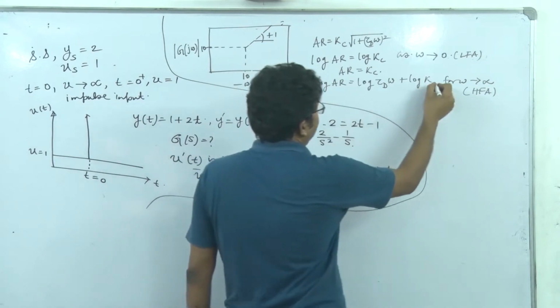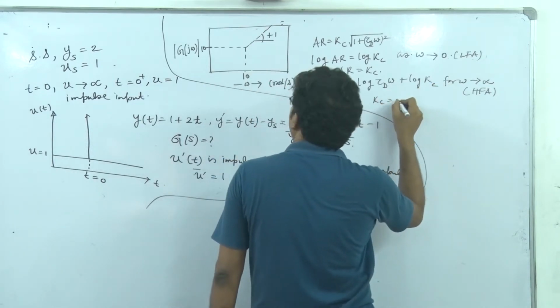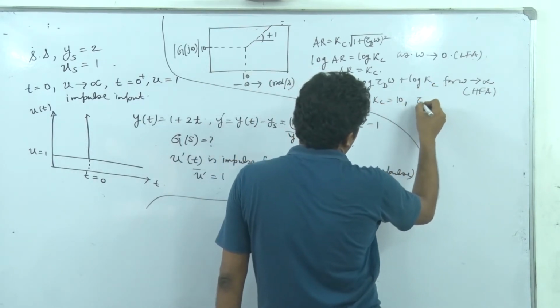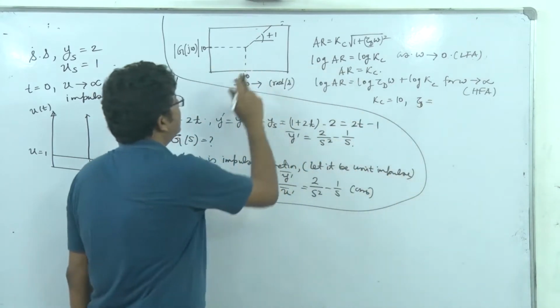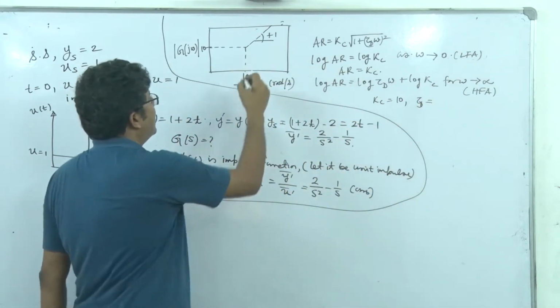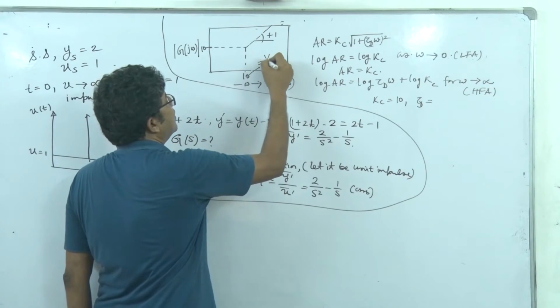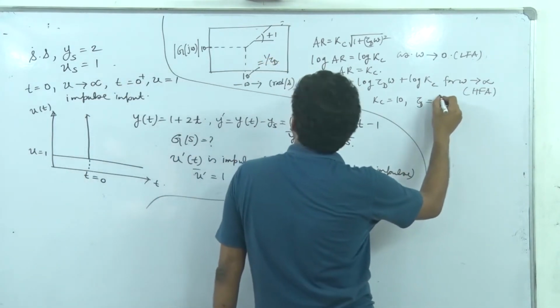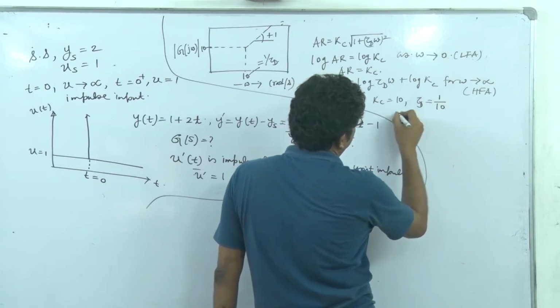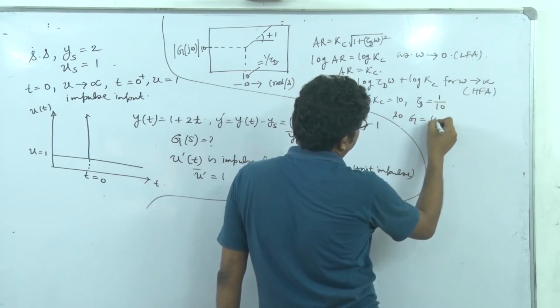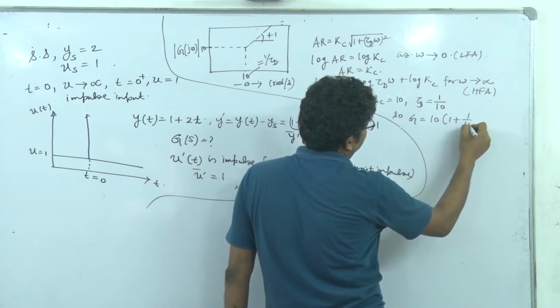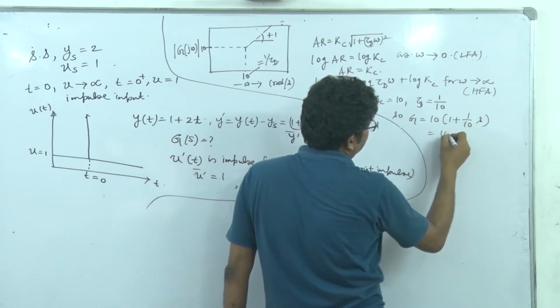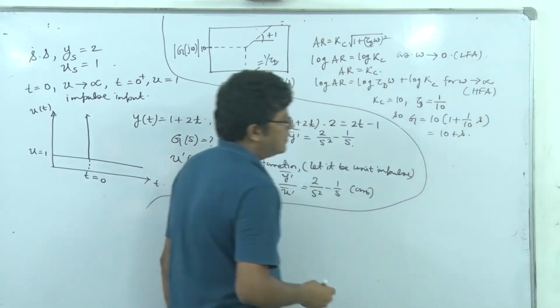So obvious that Kc is equal to 10 and tau d, which is inverse of this, because this is the corner frequency, equal to 1 by tau d, we have studied it. So tau d equal to 1 by 10. So transfer function G is 10 into (1 plus 1 by 10 into s). So 10 plus s, that's the answer.